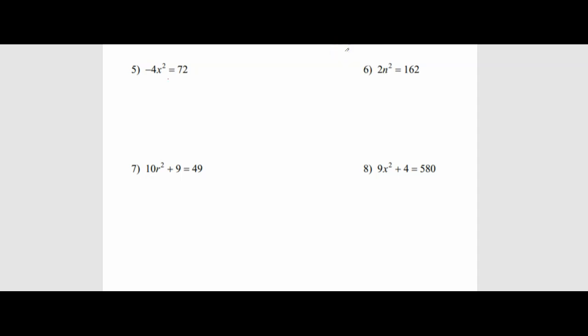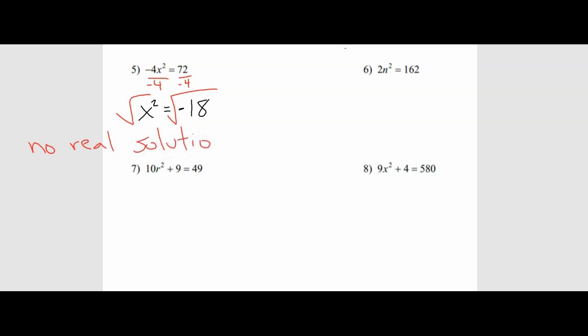Okay, number 5, we're going to divide by -4 first. That's going to give us x squared is equal to -18. Take the square root of both sides, and we should immediately see the problem we run into, right? We're going to be taking the square root of a negative number, which means that there are no real solutions to this equation. Again, we can stop right away. Number 8, we are not so fortunate.